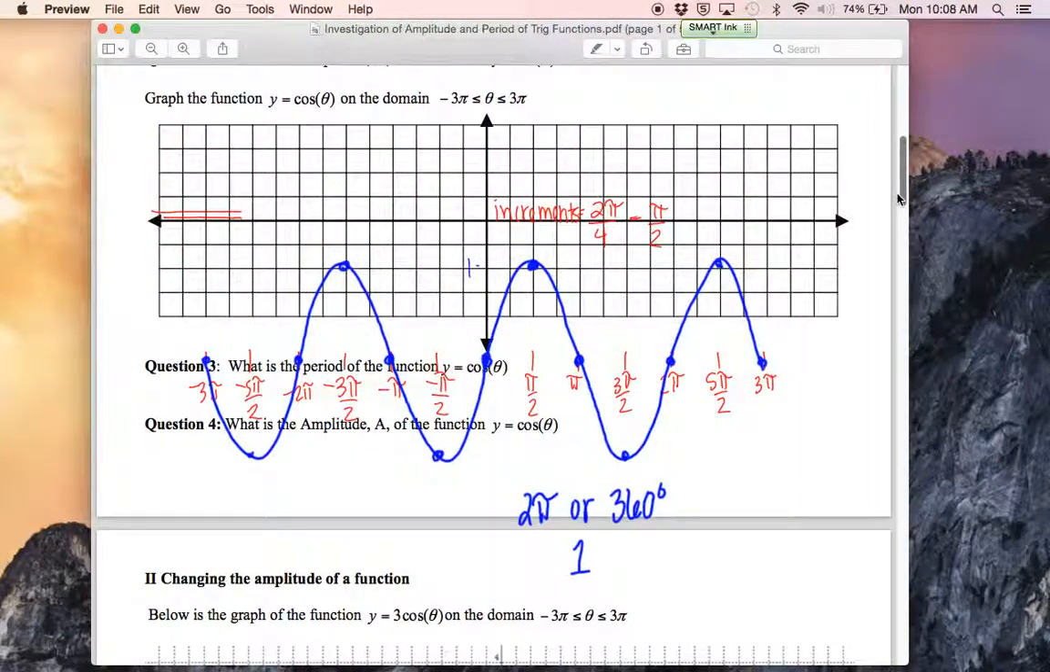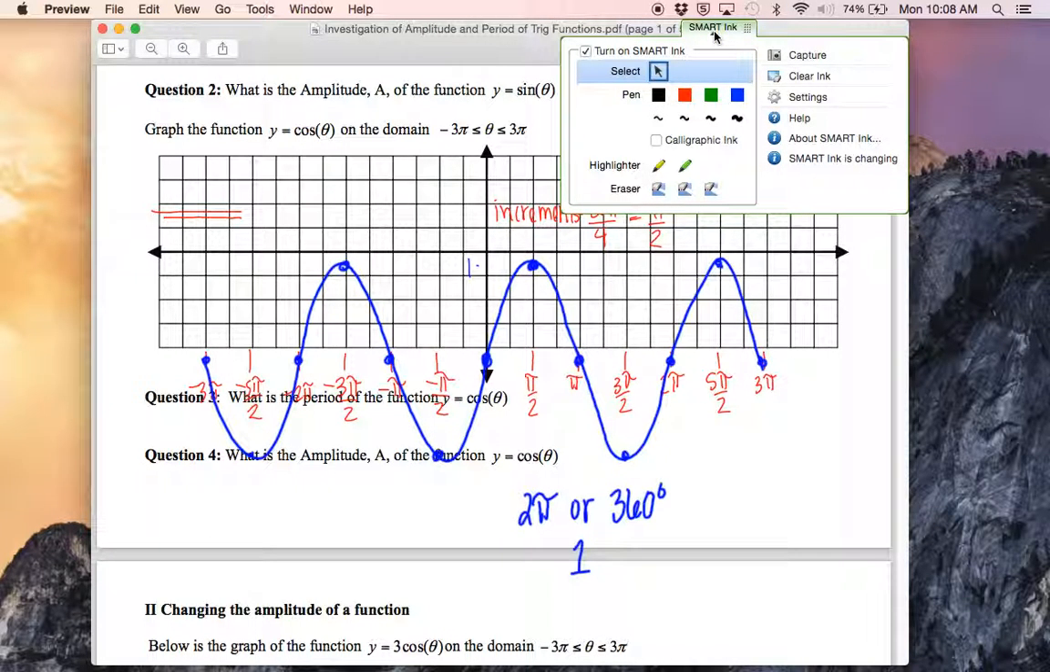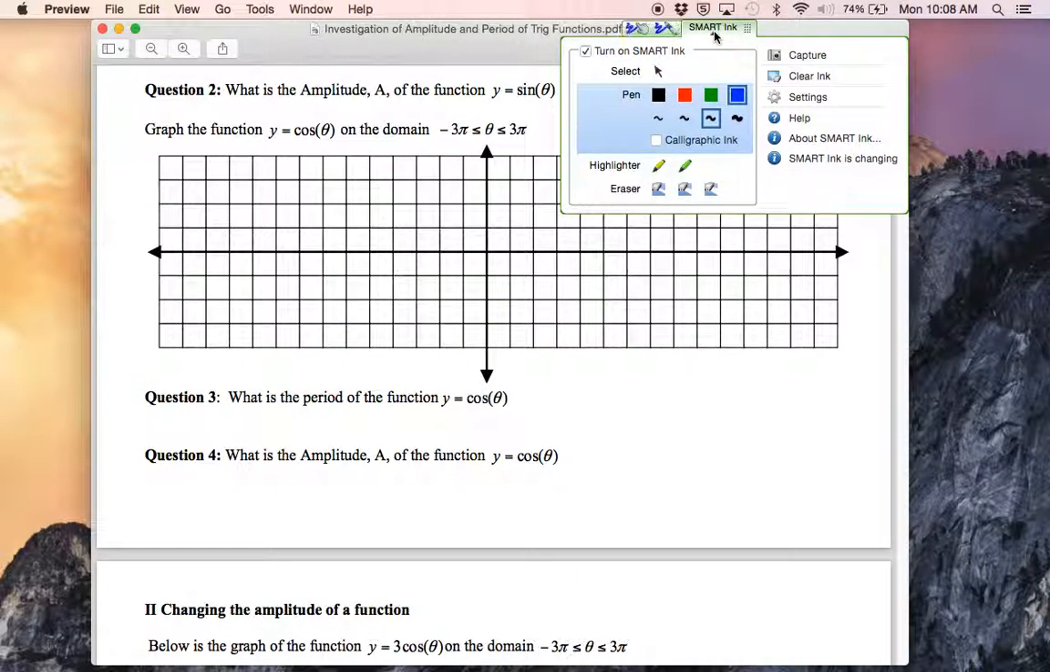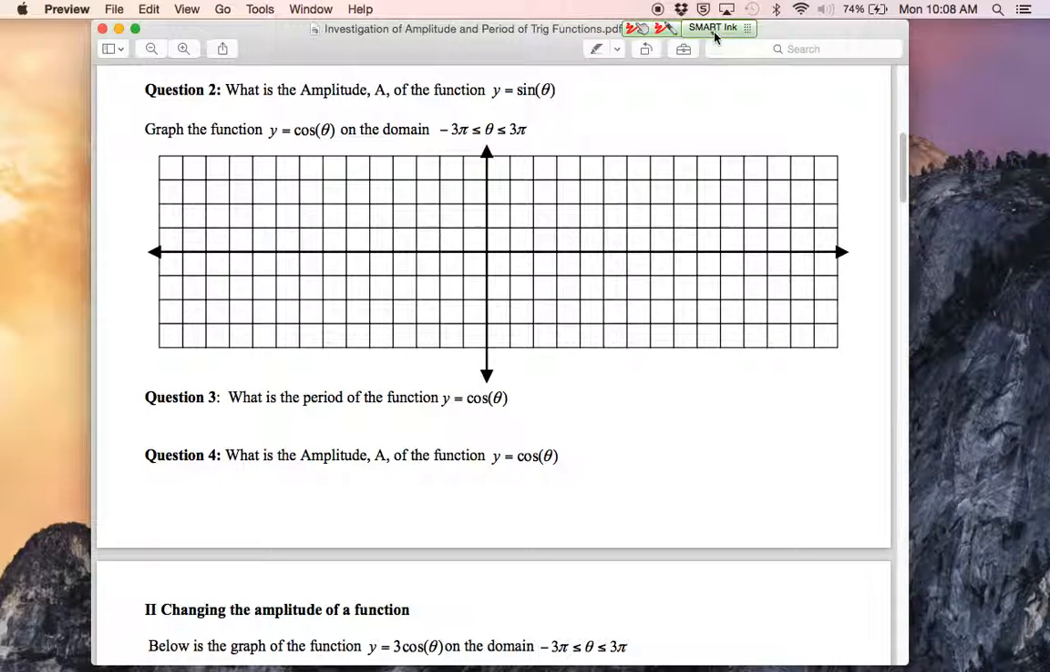Now we're going to graph cosine. So cosine, unlike sine, doesn't start at the origin. It starts at 1. So I have my same numberings here: 5 pi over 2, 2 pi, 5 pi over 2, 3 pi, and then we go into the negatives: negative pi, negative 3 pi over 2, negative 2 pi, negative 5 pi over 2, and negative 3 pi.